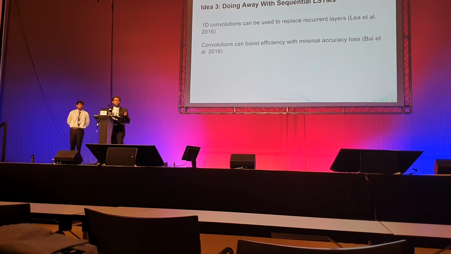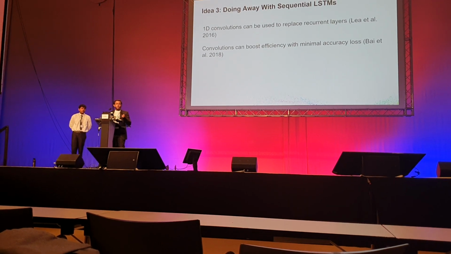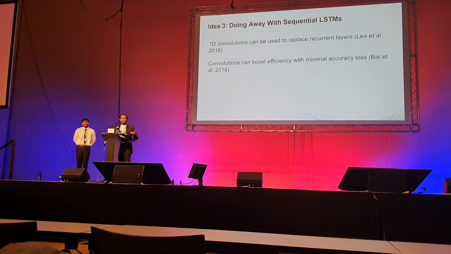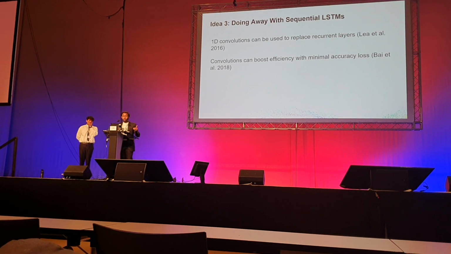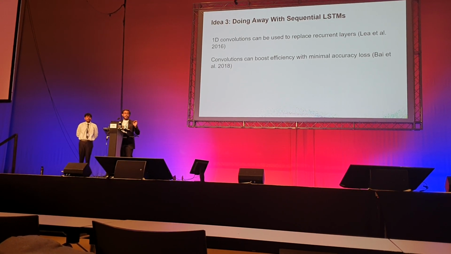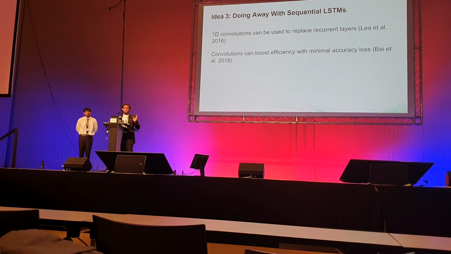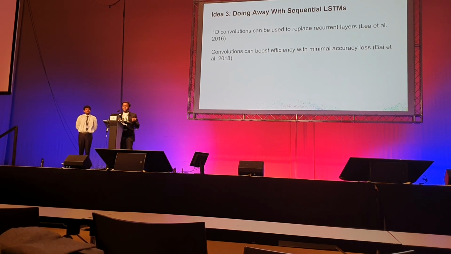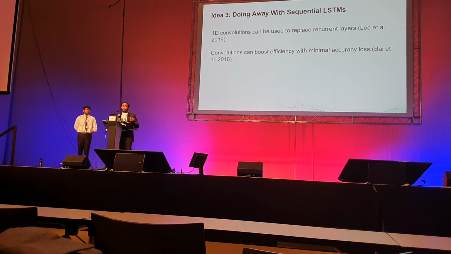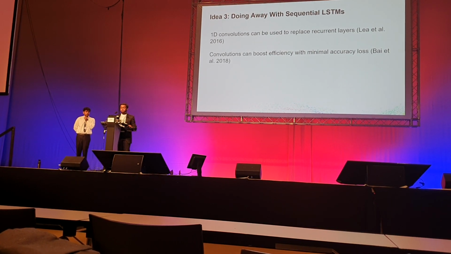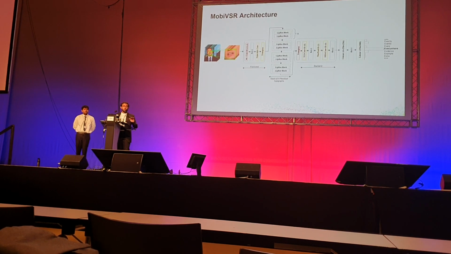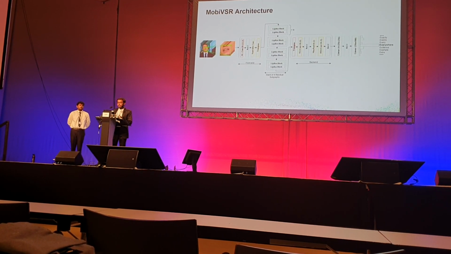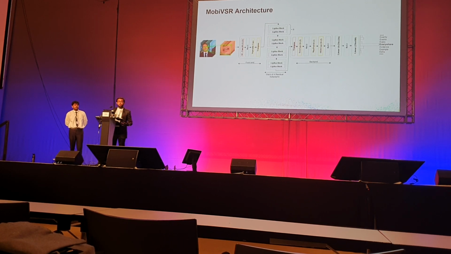And finally, since LSTMs are major hogs, we did away with LSTMs. That was because there was this paper titled Temporal Convolutional Neural Networks, which stated that you can replace LSTMs in some cases with 1D convolutional layers, and you do not lose accuracy by a large margin, but you do increase the efficiency of the model. So overall, our architecture looks something like this.